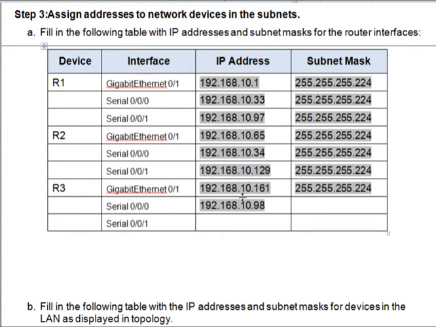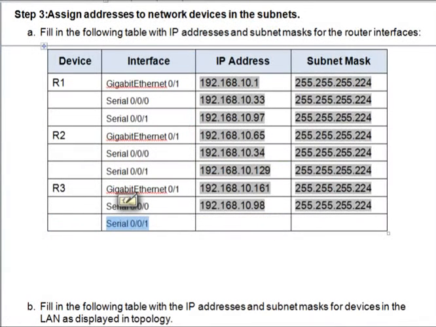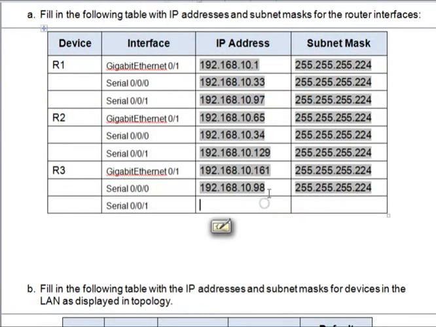192.168.10.98 and 255.255.255.224 for this address. For R3's G0/1, in this case, it is in subnet 4. So subnet 4 is the range of addresses over here between 129 and 158. So let's put it to 192.168.10.130 and 255.255.255.224.